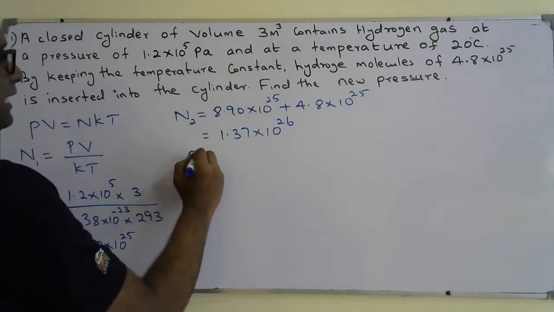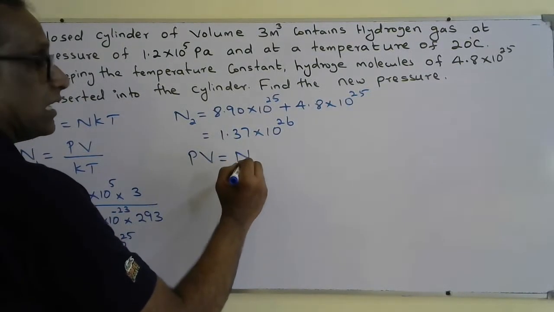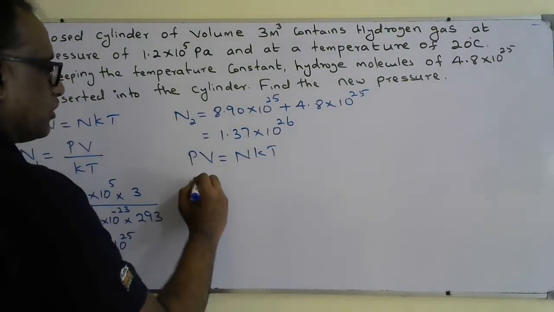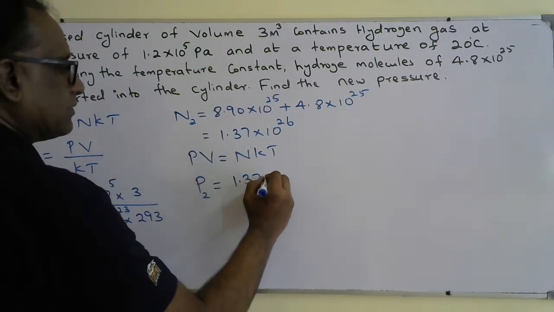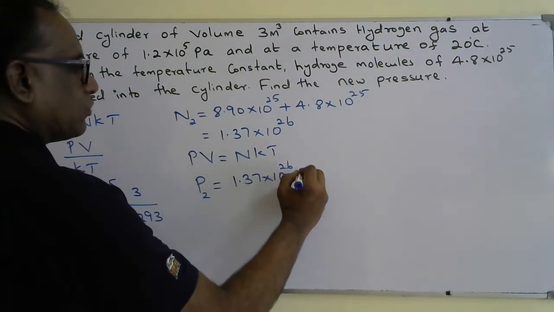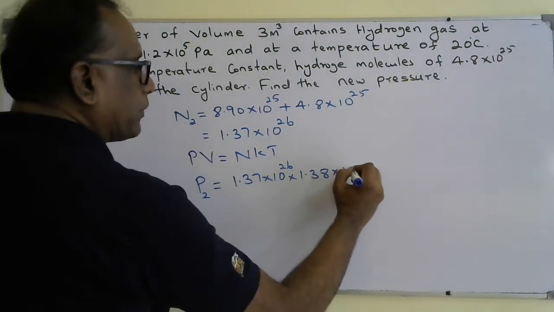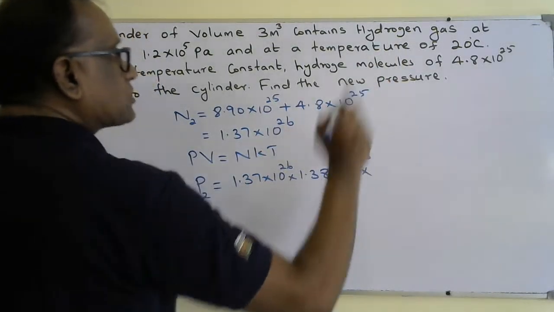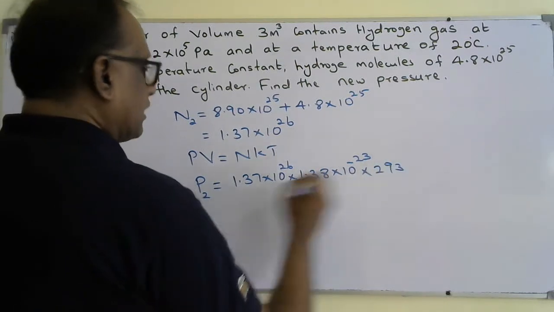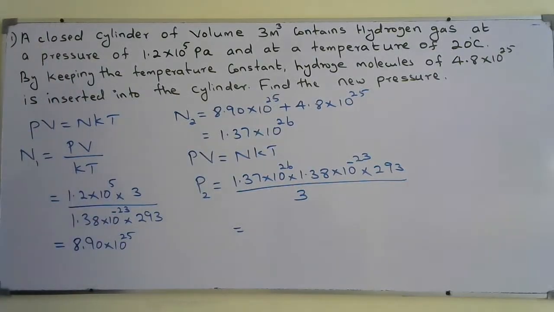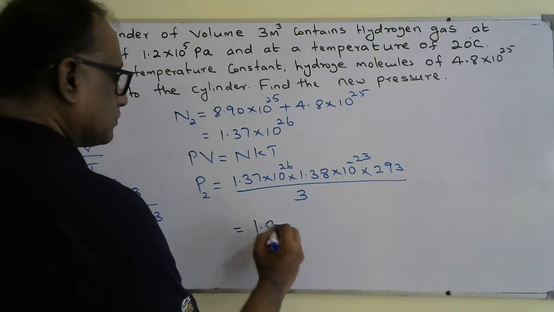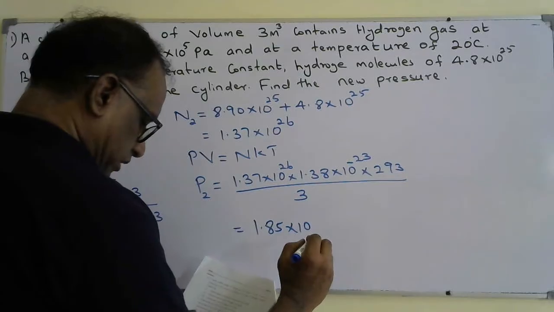Now use PV equal NkT to find the final pressure. So P2 that we are going to find, N2 that is 1.37 × 10^26, k is 1.38 × 10^-23. Temperature remains constant, so 293, divided by volume, that is 3. Solve it, and you will get the final pressure, that will be 1.85 × 10^5 Pascal.